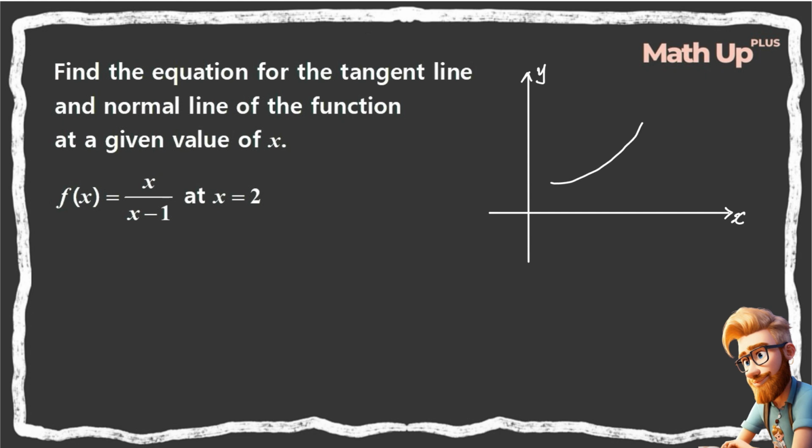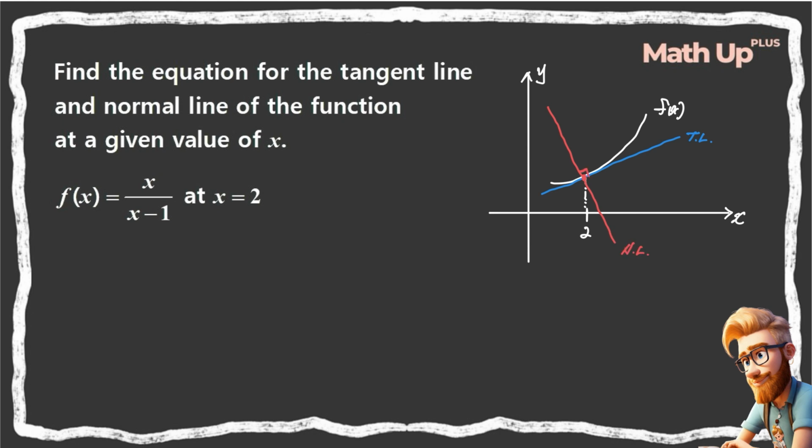If we have a function f of x like this, and let's say this value is x equal 2, then tangent line at x equal 2 would be this. That is a tangent line. And the normal line at this point is line that is perpendicular to tangent line. So this is our normal line.